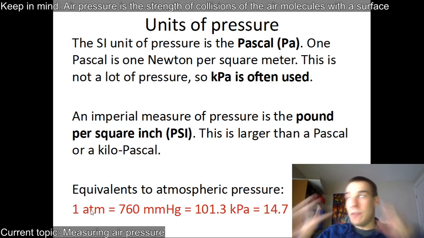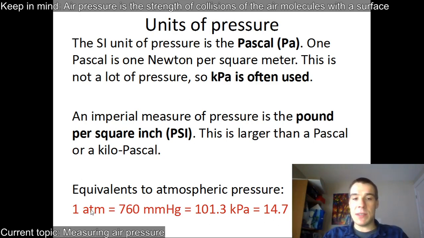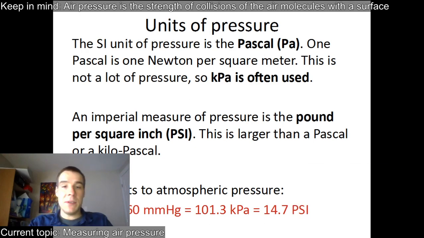1 atmosphere, so the average atmospheric pressure at sea level is 760 millimeters of mercury. We saw that earlier. It's 101.3 kilopascals. So 1 kilopascal is like a person standing on a table. Put 101 people on a table. That's the air pressure. That's how much the table would push into the ground. Or 14.7 psi. So about 15 pounds per square inch.